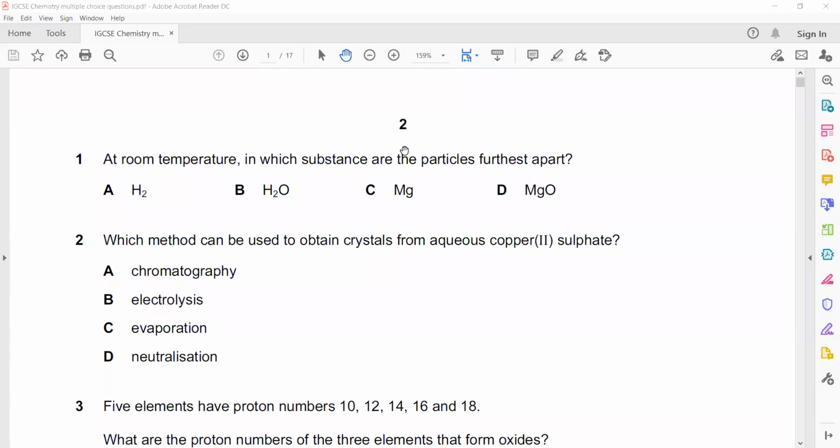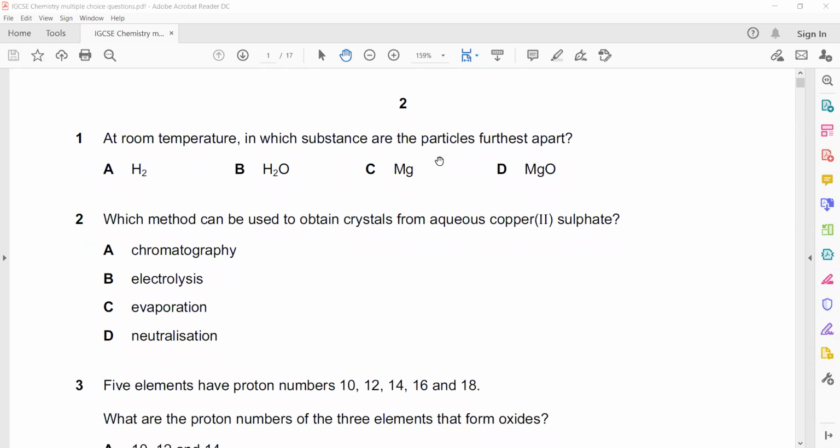This was yesterday's test paper related to chemistry. So I'll discuss this test paper first and then paper 6. In the first question, at room temperature, in which substance are the particles furthest apart?